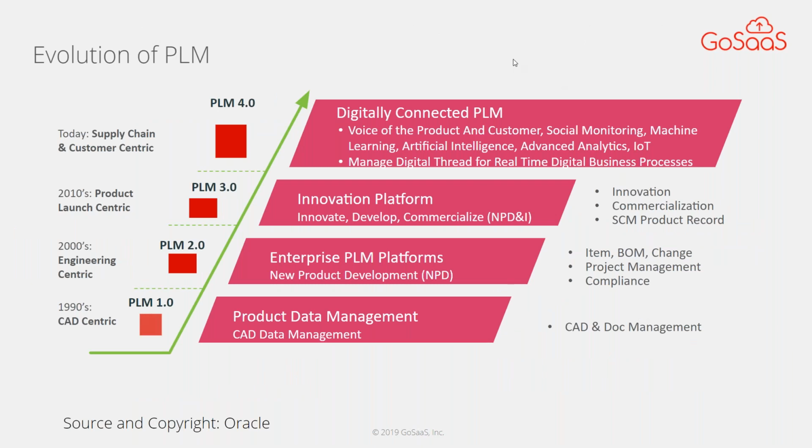Good morning, everybody. First, we're going to quickly cover the evolution of PLM. A lot of you have been involved in the PLM world for many years. Earlier on in the 90s, PLM 1.0 essentially started out as CAD and document management. It progressed into item, BOM, change, project management, and compliance. Most recently, we're in PLM 3.0, where you've got innovation, commercialization, and the supply chain management product record.